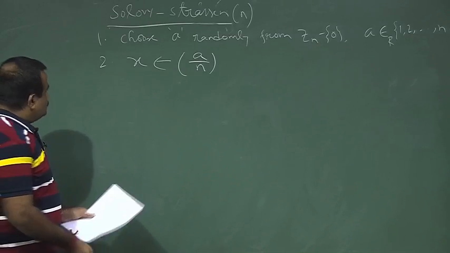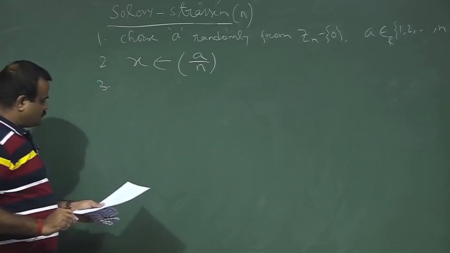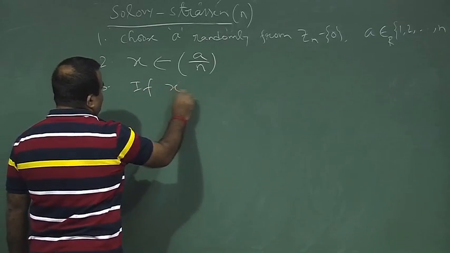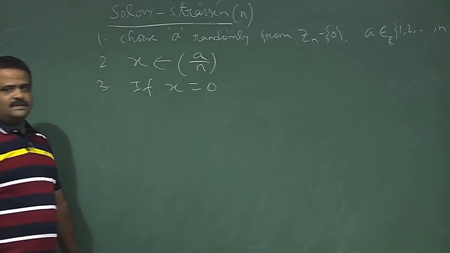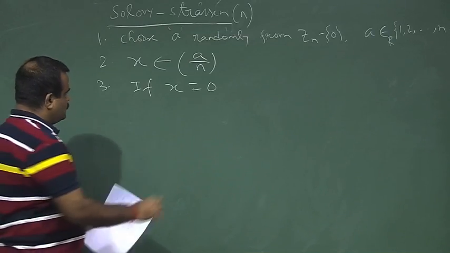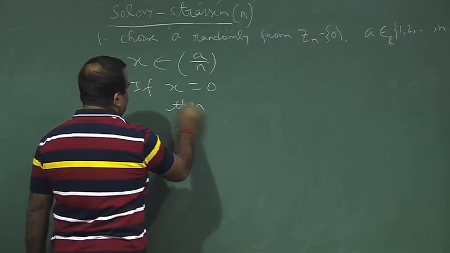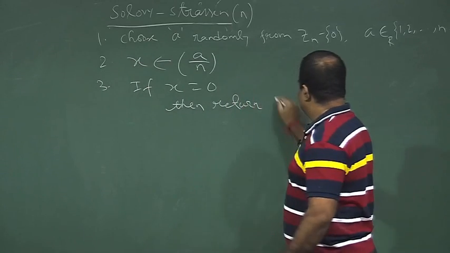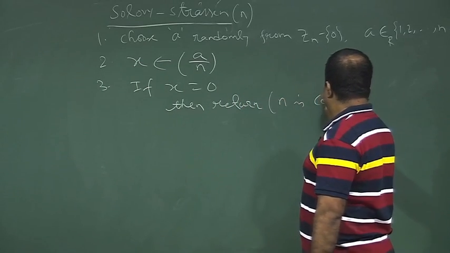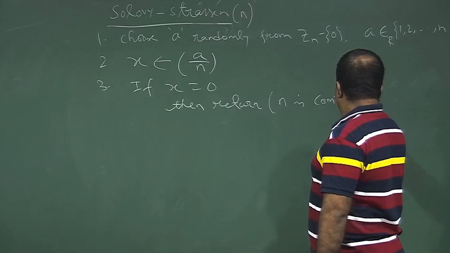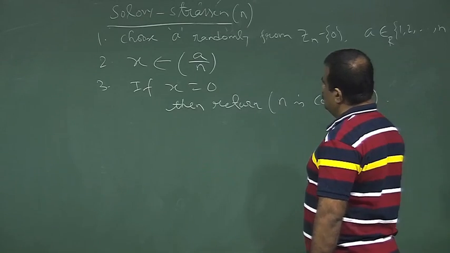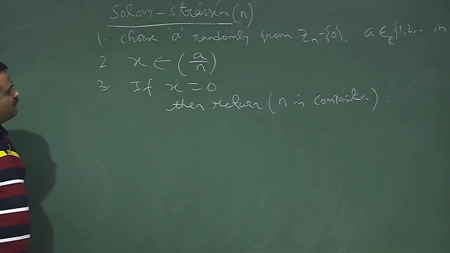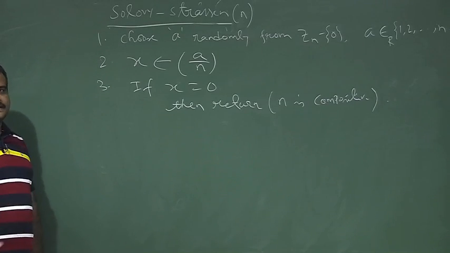So, we calculate this. Now, if x is 0, then surely we can say n is composite, so return n is composite. Okay. Because then a is a factor of n, so a divides n basically.